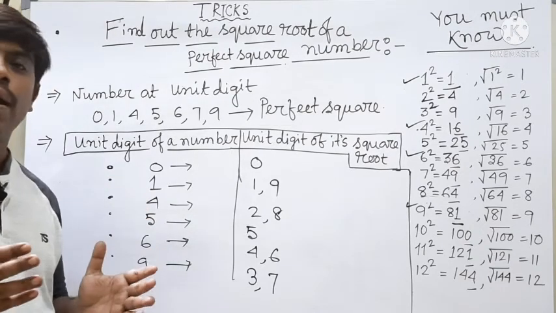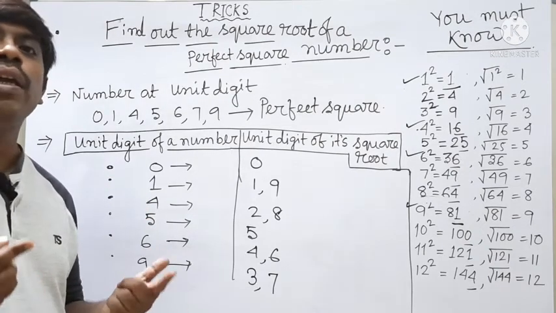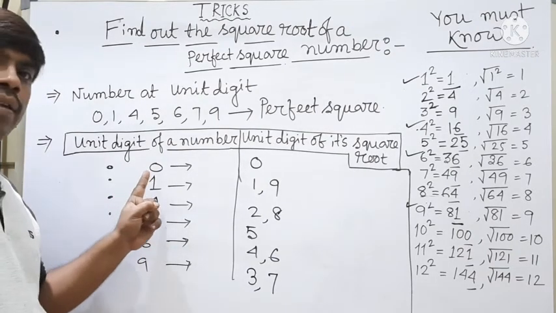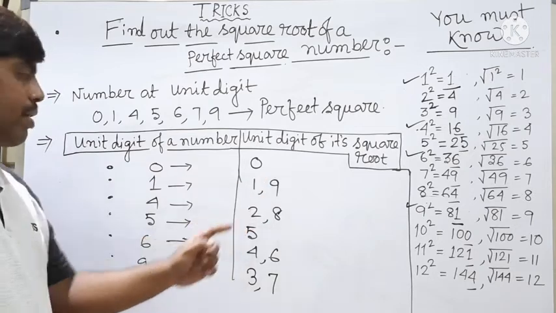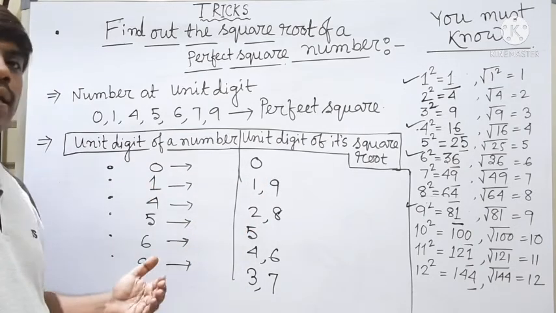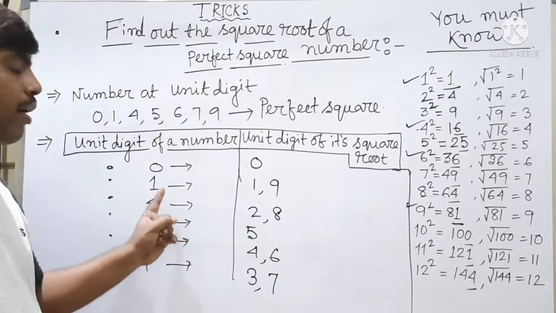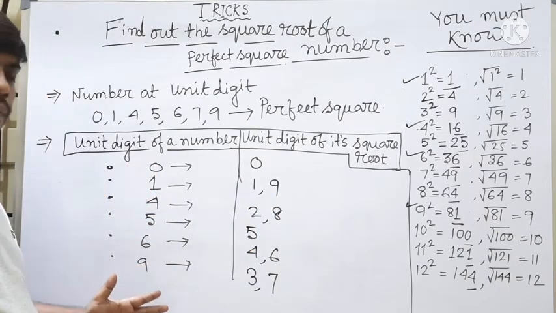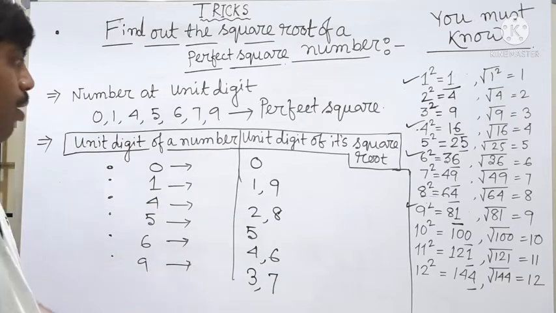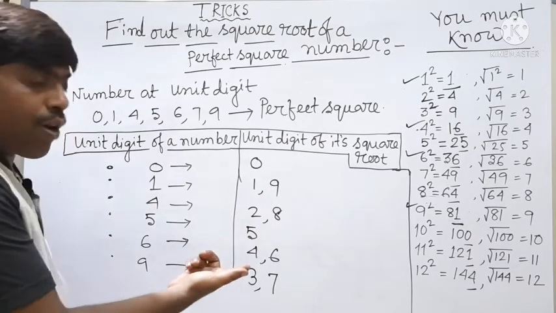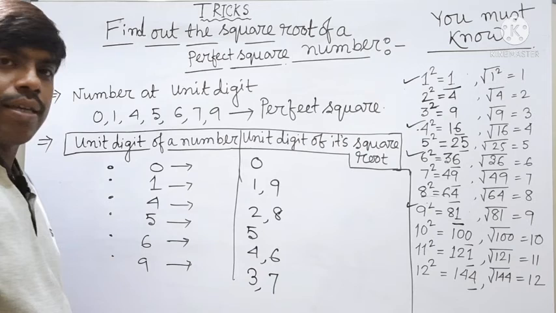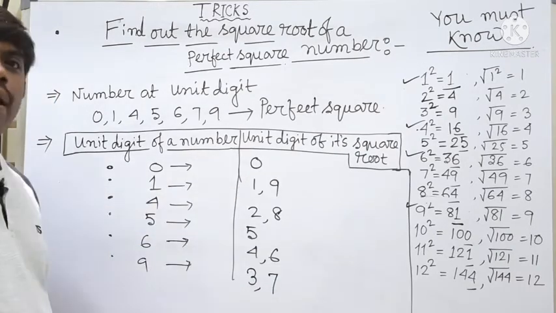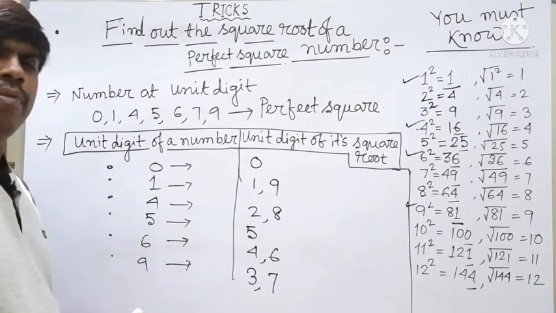If we get a number, first we see the unit digit of the number. If the unit digit is 0, then its square root's unit digit will be 0. Similarly, if its unit digit is 1, then its square root's unit digit will be 1 or 9. Similarly, all the others are here. It is an amazing fact that 1 plus 9 is equal to 10, 2 plus 8 is 10, 5 plus 5 is 10, 4 plus 6 is 10, 3 plus 7 is equal to 10. So guys, you have to remember this table, and if we do it two or more times, it will be remembered very well.